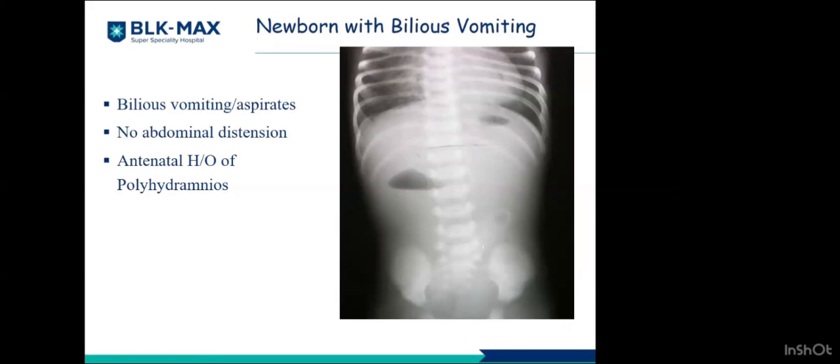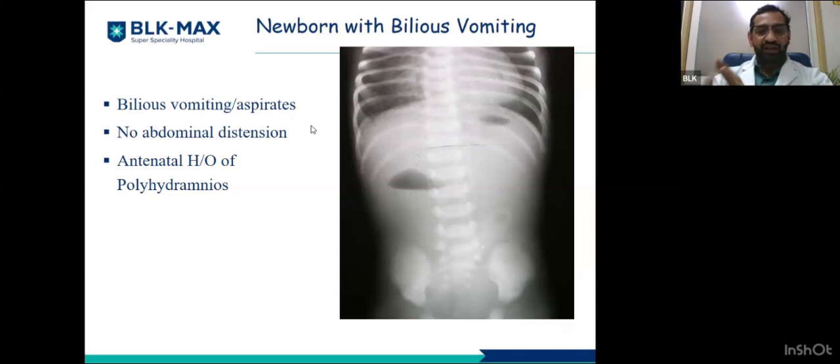Okay, so sorry for that. This is a newborn baby who presented with bilious vomiting. When the child was seen in the nursery, there was no obvious abdominal distension, but there were bilious aspirates. Antenatally, there was a history of polyhydramnios.